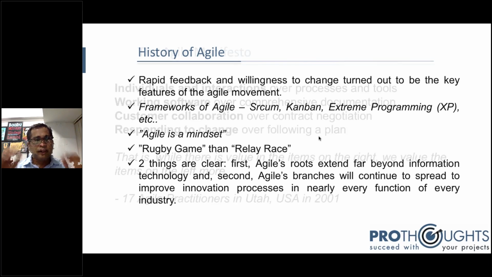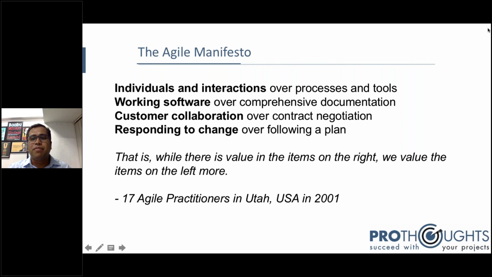I told you, some people would be very much aware of the Agile Manifesto, and it's quite popular today. They say, and I'm just reading out this slide, excuse me for that, but it's very important, because the Agile Manifesto is what these 17 developers, or Agile practitioners, decided. They said individuals and interactions over processes and tools, working software over comprehensive documentation, customer collaboration over contract negotiation, and responding to change over following a plan.